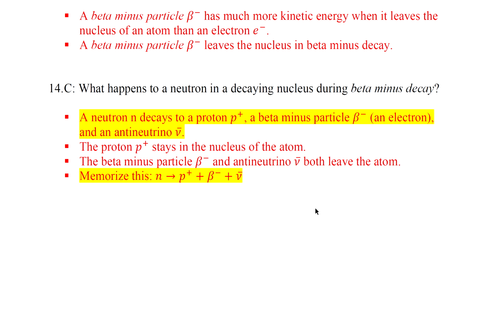Question 14, what happens to a neutron in a decaying nucleus during beta minus decay? Memorize this. In beta minus decay, a neutron becomes a proton, a beta minus particle, and an antineutrino. The proton stays in the nucleus. The beta minus particle and antineutrino leave the atom.